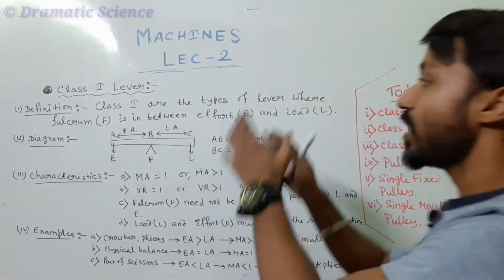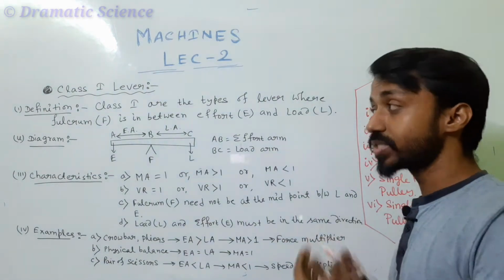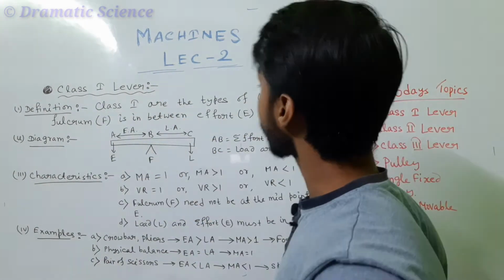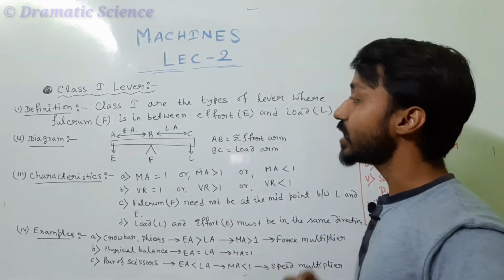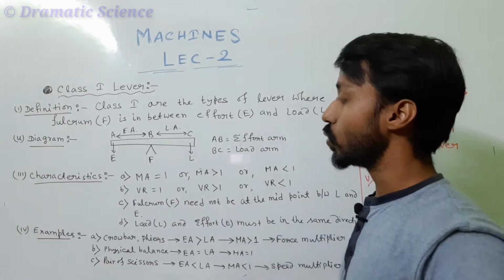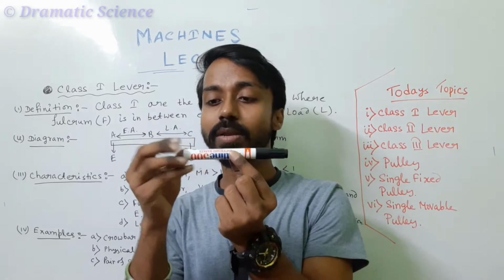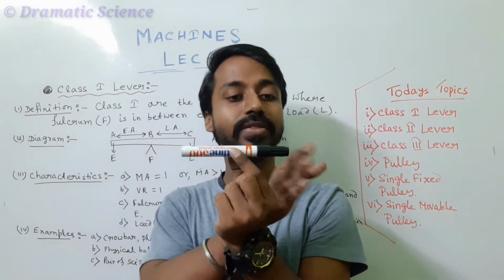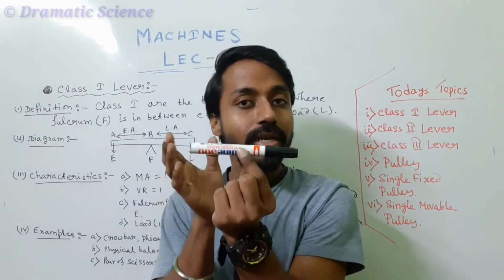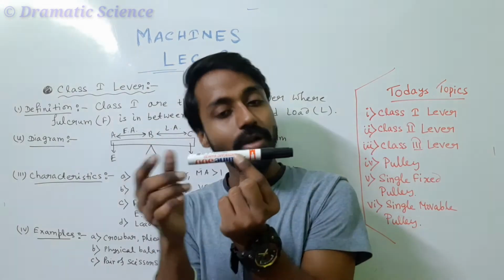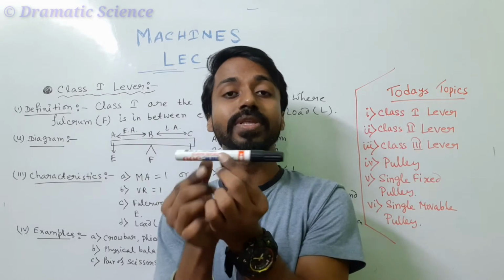So now we have all the characteristics and definitions of class 1 lever. What is the definition? Class 1 levers are the types of lever where the fulcrum, that is F, is in between effort and load. That means if we consider this as a class 1 lever, effort will be on this side, load will be on this side, and the fulcrum, that is F, may be present in between E and L at any position between them, right? Not necessary that F will be the middle point.